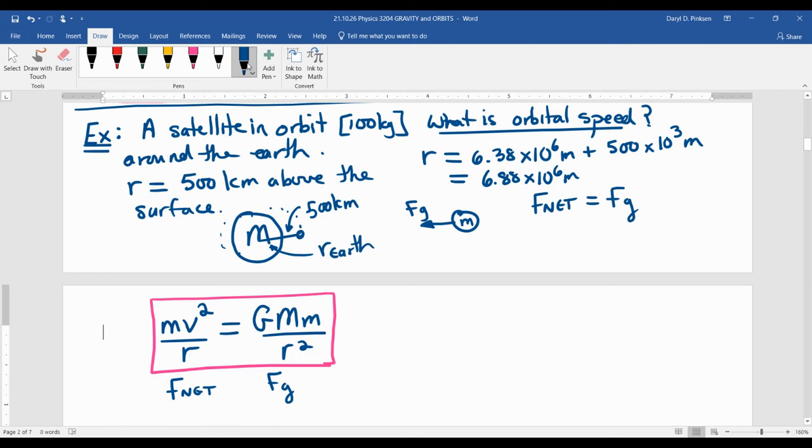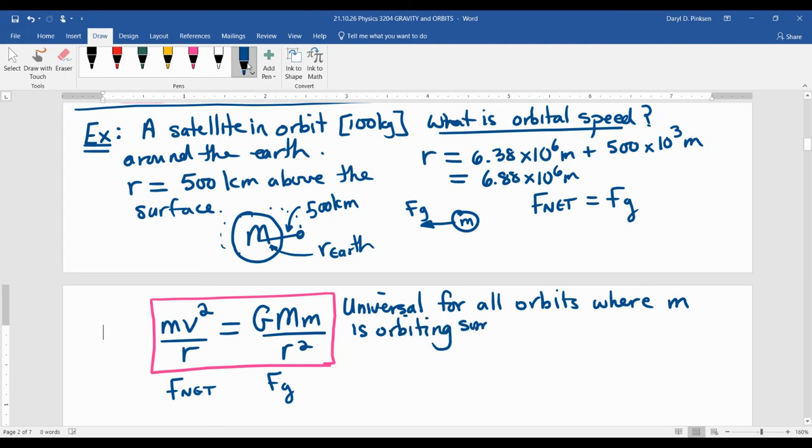And this equation is going to be true. This is going to be universal for all orbits. If you have an object where some small mass m is orbiting some big mass M. So here we have a small mass m orbiting a big mass, right? There's your satellite, and there's the big mass.